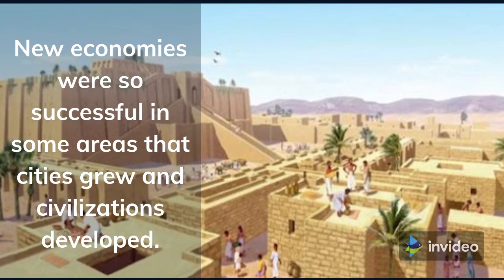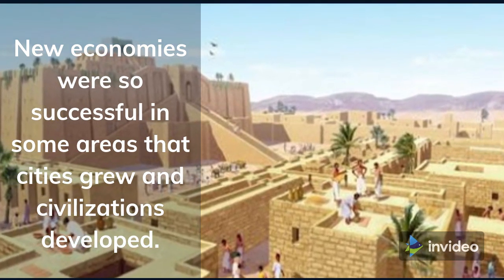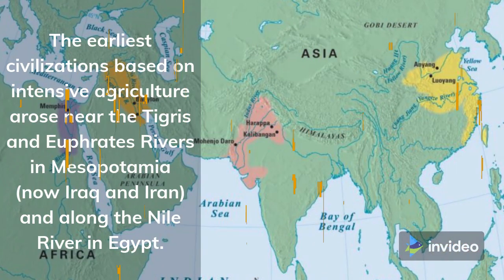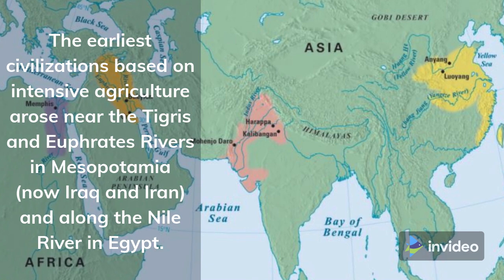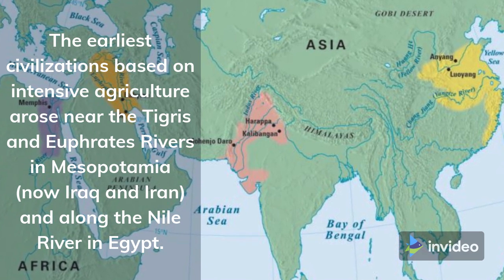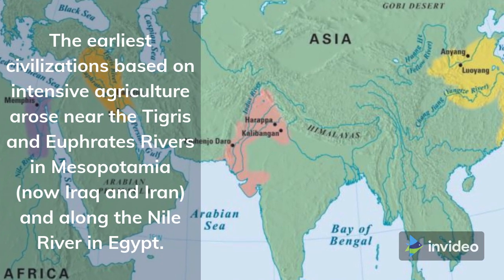New economies were so successful in some areas that cities grew and civilizations developed. The earliest civilizations based on intensive agriculture arose near the Tigris and Euphrates Rivers in Mesopotamia, now Iraq and Iran, and along the Nile River in Egypt.